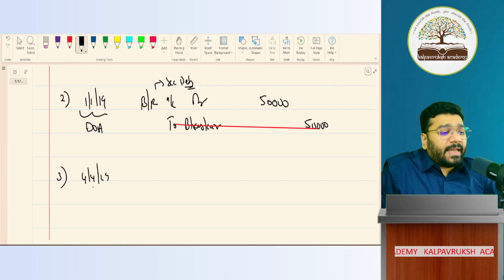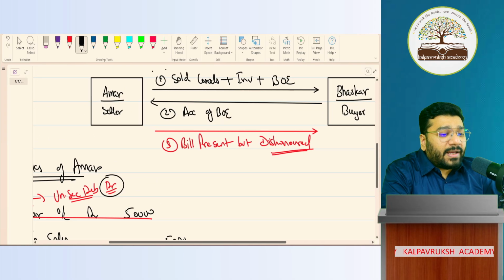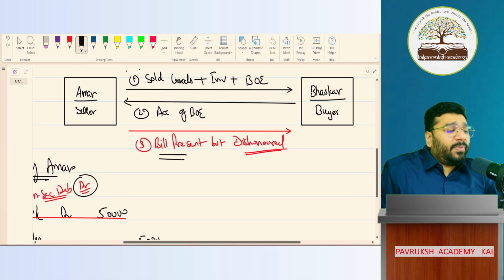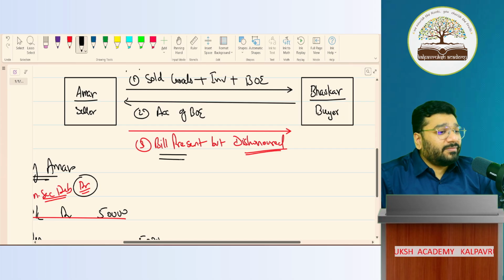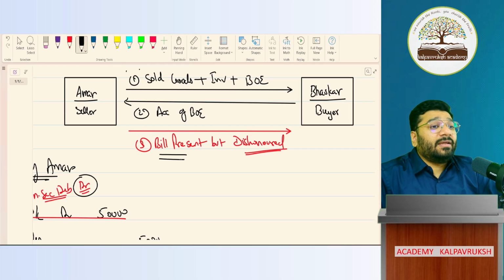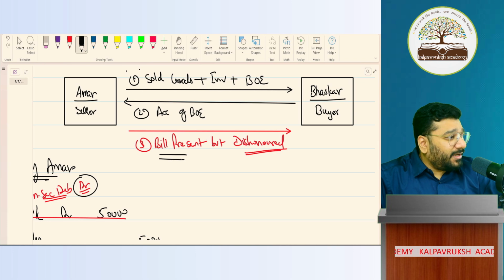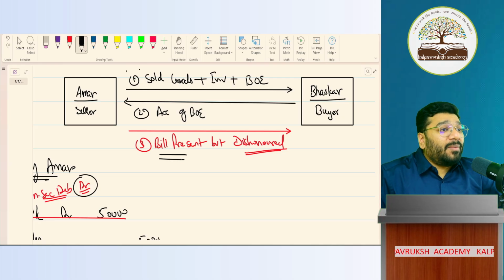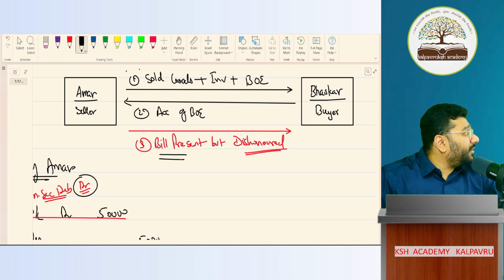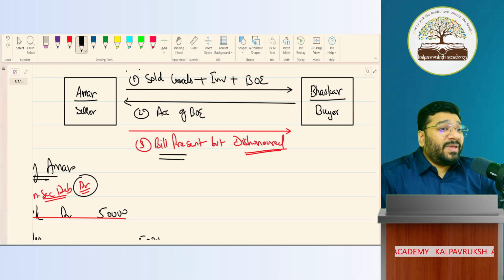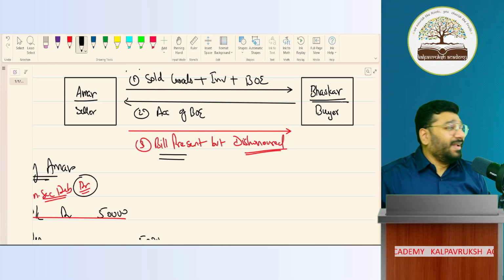4 April 2019. On 4 April 2019, Amar got ready with a lot of happiness and enthusiasm. He approached Bhaskar. Who got ready? Amar got ready. Who is excited to collect money? Amar. So Amar got up early in the morning, got ready with full excitement, jumping. He went to Bhaskar's office. What did Bhaskar do? We knocked on the door. Bhaskar, open the door. Bhaskar didn't even listen. He didn't open the door.